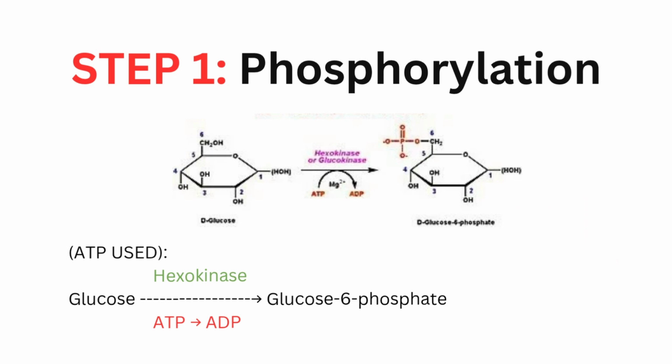After the phosphate group is added, glucose is now converted into glucose 6-phosphate. This phosphorylation step is important because it traps glucose inside the cell and commits it to further metabolism. It is an irreversible reaction. So remember, when you see red in this pathway, ATP is involved.